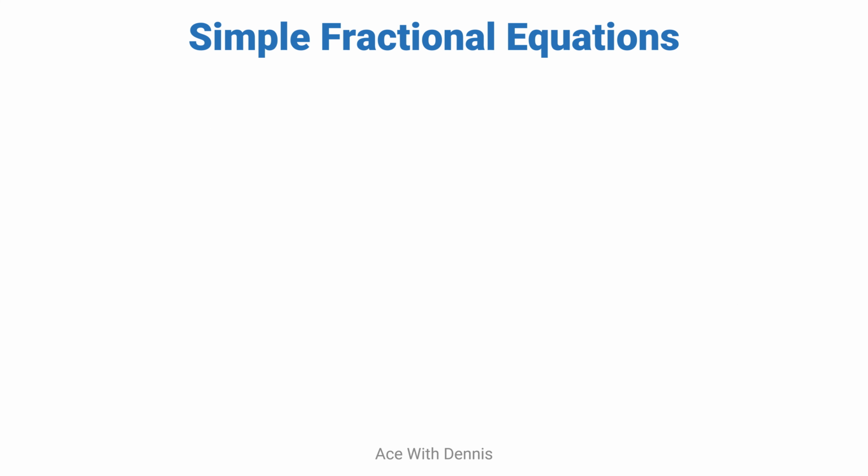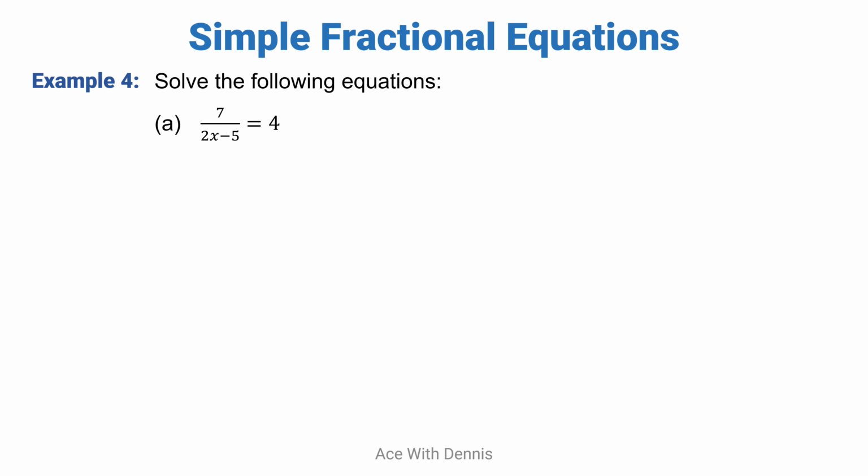Now, let's learn to solve simple fractional equations. Example 4. Solve the following equations. A. 7 over (2x minus 5) equals 4. B. (p plus 2) over (2p minus 3) equals 1 and 1 over 5.